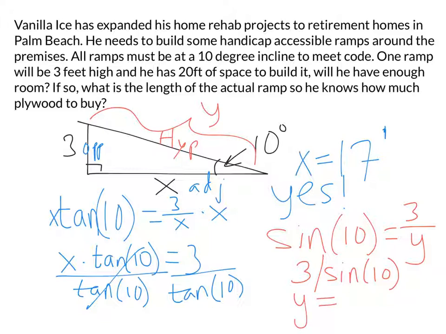Y equals, so if I do 3 divided by sine of 10, I'm going to get 17.3 roughly, 17.276. So that's the length of the ramp. That's what he needs to account for when purchasing plywood. Now if he has a width, he can calculate the area and then figure out how many sheets of plywood he might need, or whatever material he's planning to use. But we got that length, we got that dimension based off of this information. Awesome.